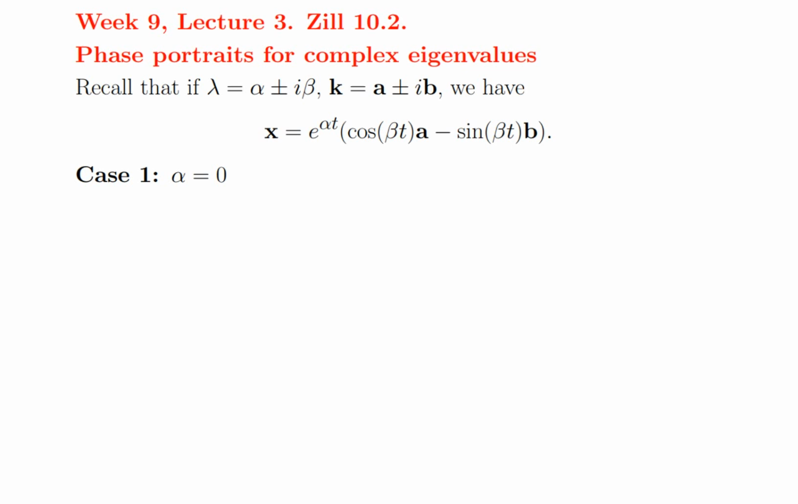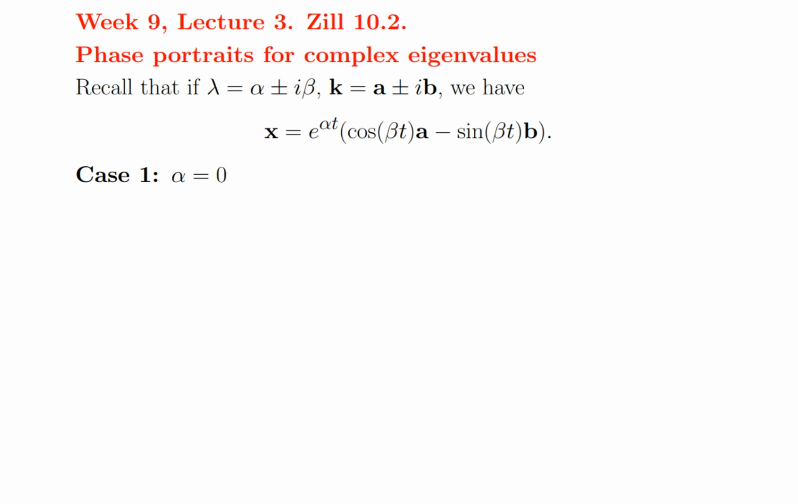Okay, let's get into it. We just have a few more cases of planar phase portraits to consider. We've done the cases when you have real distinct eigenvalues, and we considered the cases when they were either positive, negative, or zero, and with same or opposite signs. So the cases that are remaining are the complex eigenvalues and the real repeated eigenvalues.